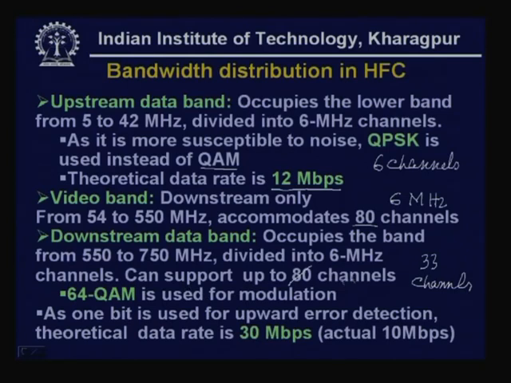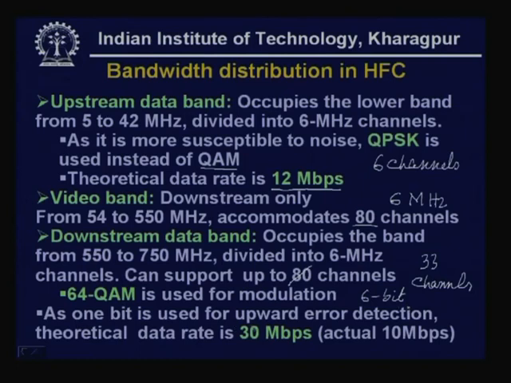It will have about 33 channels, and by using that 64 QAM modulation, since you are using 64 QAM in the downstream data, you can transmit 6 bits per signal element. That gives you 6 into 6, 36 bits per signal element, or 36 megabits per second.